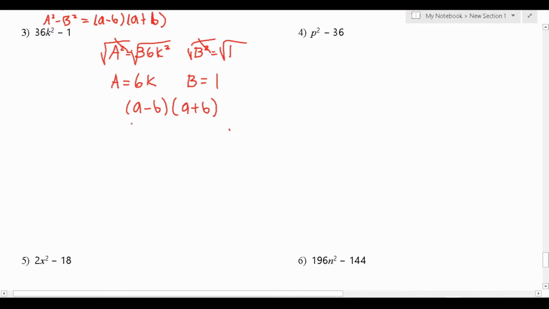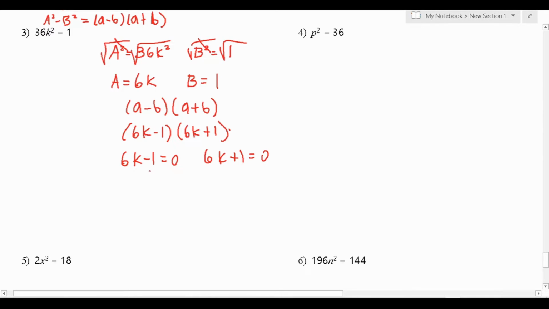Again, a is 6k, so this is going to be 6k minus 1, 6k plus 1. And that's it. Again, if you wanted to solve for k, you would break these apart and set them both equal to 0. Notably, you would do 6k minus 1 equals 0, as well as 6k plus 1 equals 0.